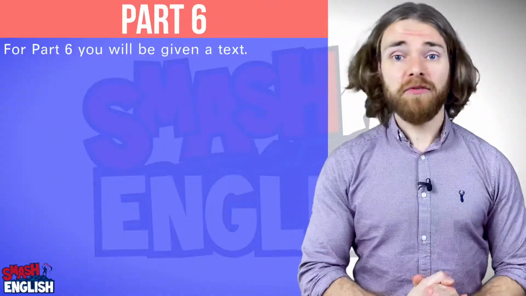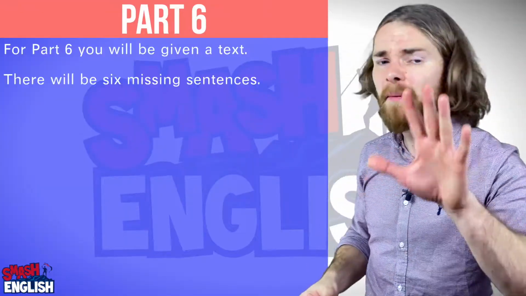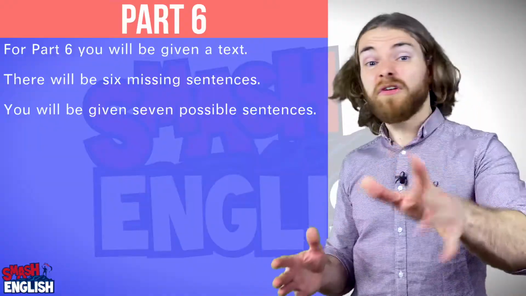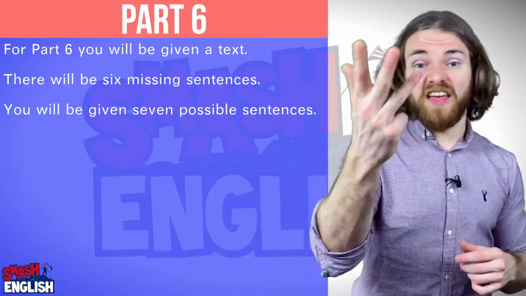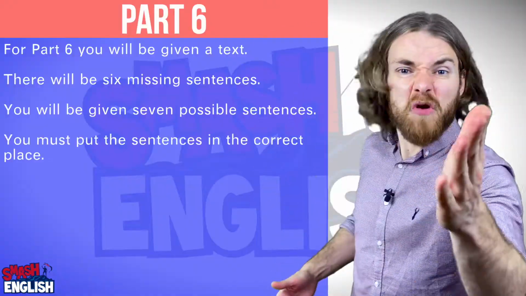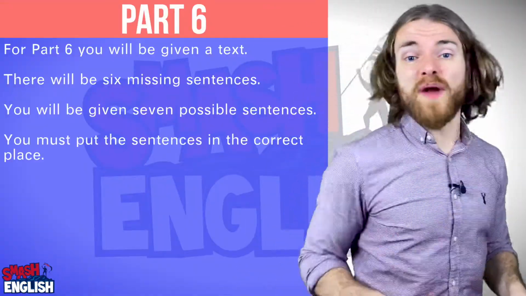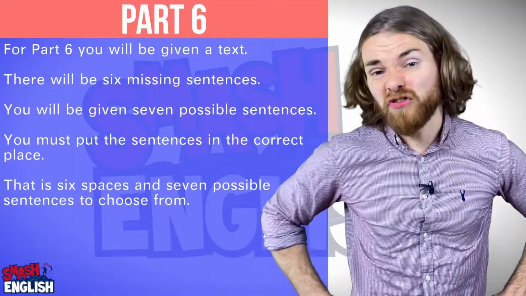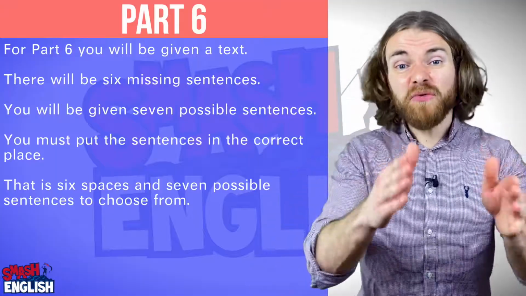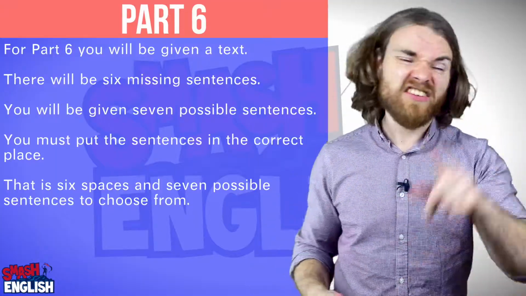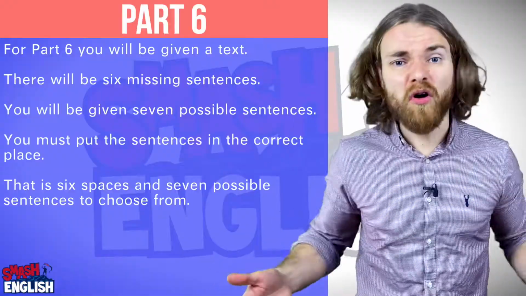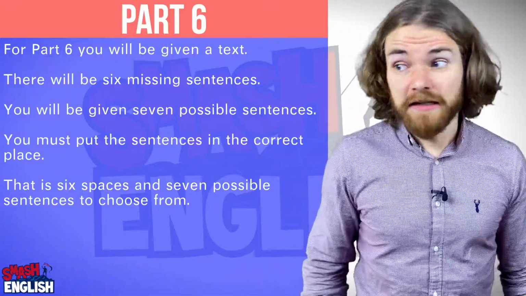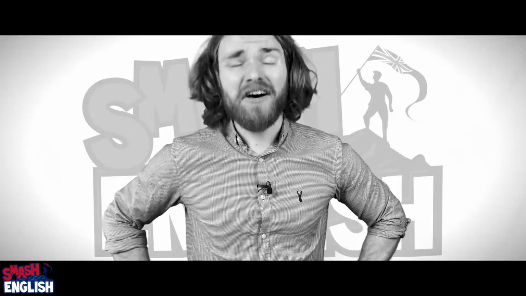For Part 6 of the B2 First Reading and Use of English paper, you will be given a text. Yeah, obviously. However, within the text there will be 6 missing sentences. You will be given 7 possible sentences, A, B, C, D, E, F and G, and you must put these sentences in the correct spaces. And yes, there are 6 spaces, but 7 possible sentences. This means that if you get one wrong, you are very likely to get another wrong. And if you get more than 2 wrong, then, well, it's gonna be a disaster. And that's another terrible thing.